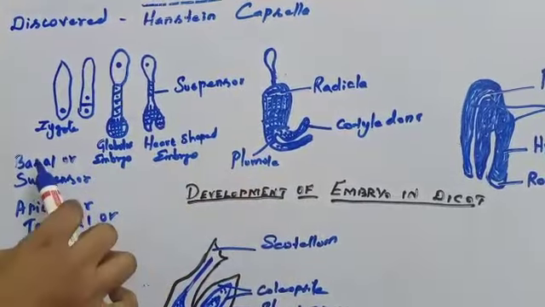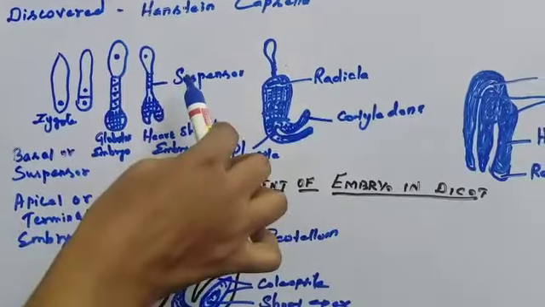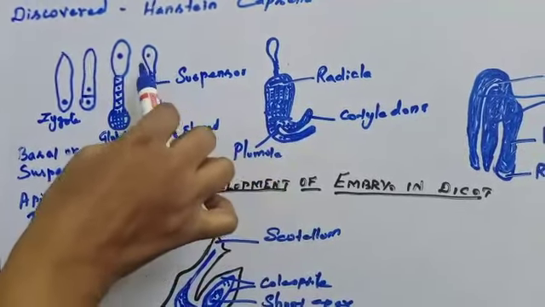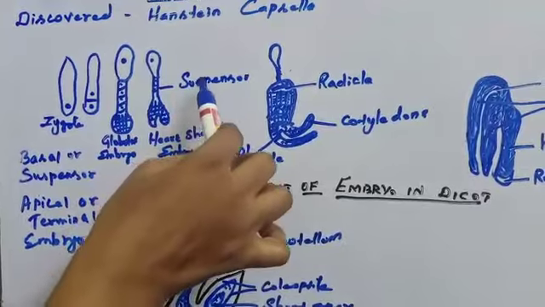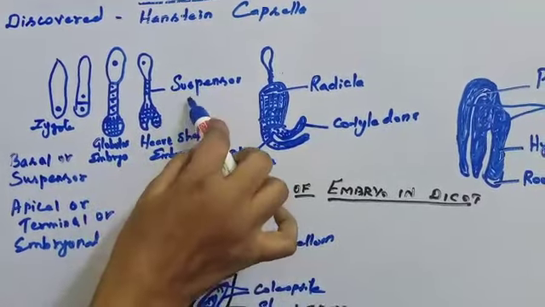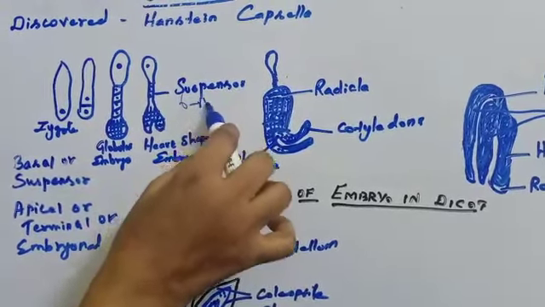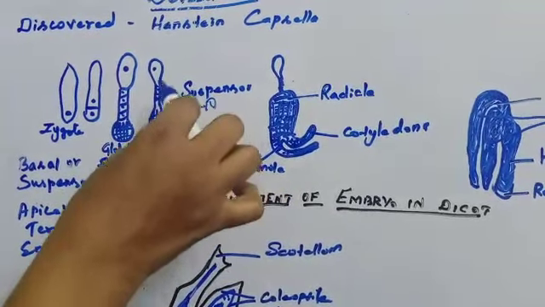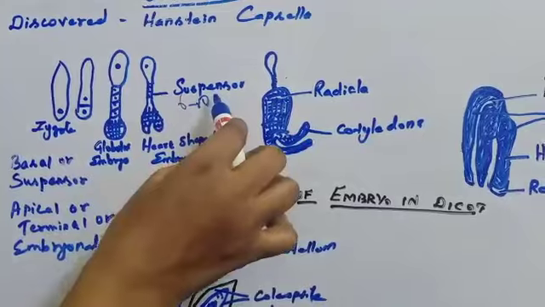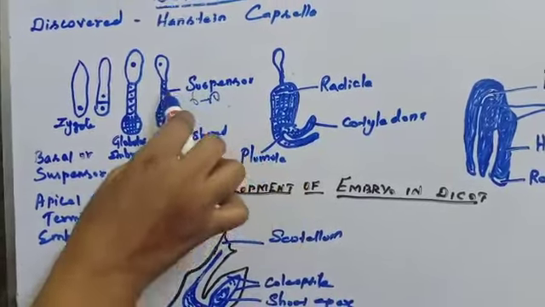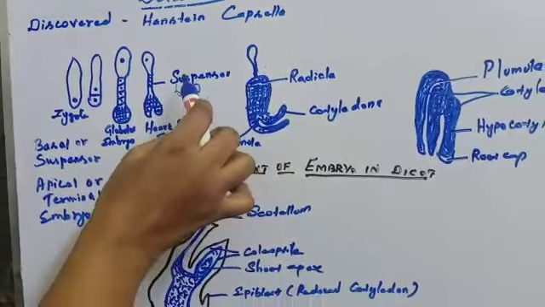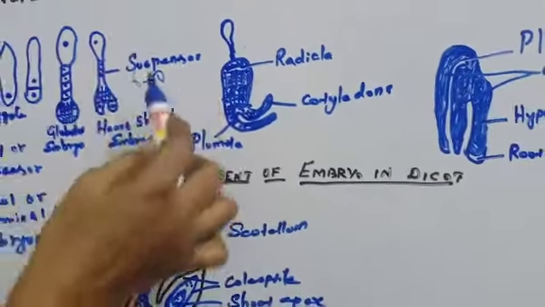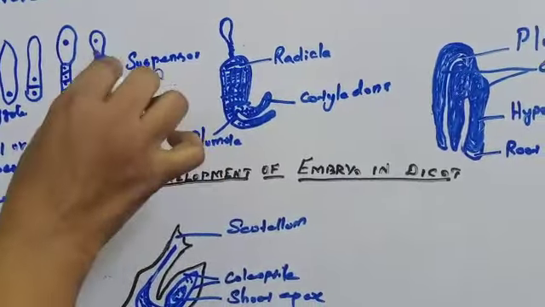Then what happens to this basal cell or suspensor cell? The suspensor cell also undergoes transverse division. You can see here, forming 6 to 10 cells and a long filament-like structure, and this is known as the suspensor. What is the function of this suspensor? The suspensor pushes the developing embryo into the food-laden endosperm.